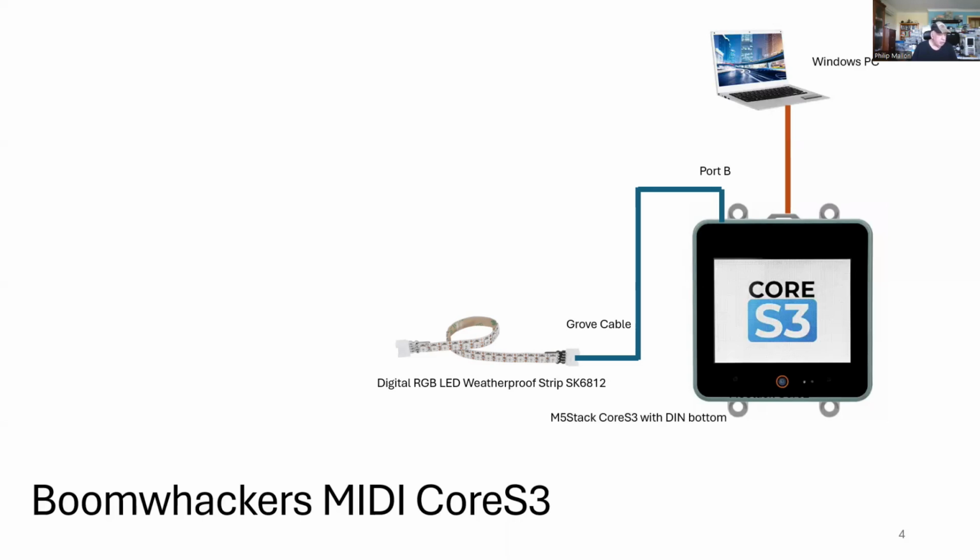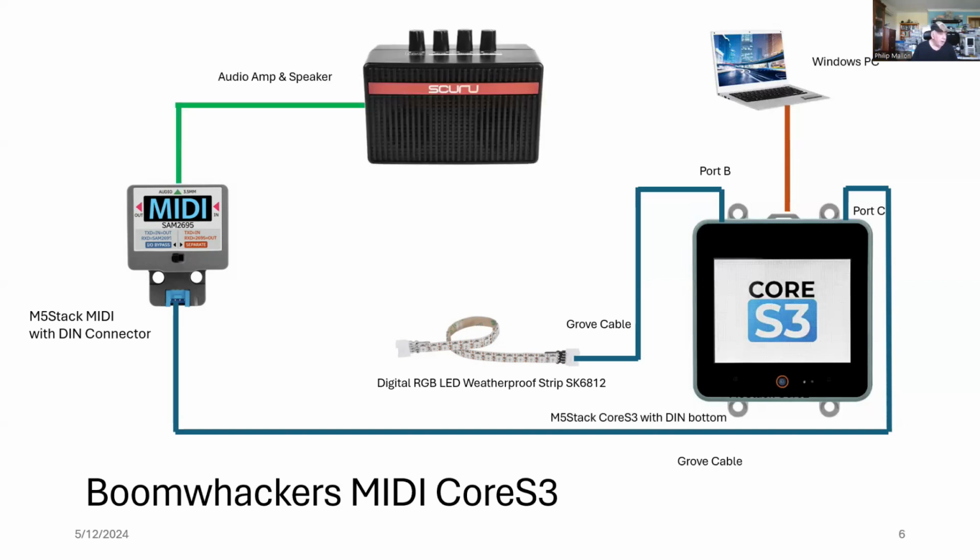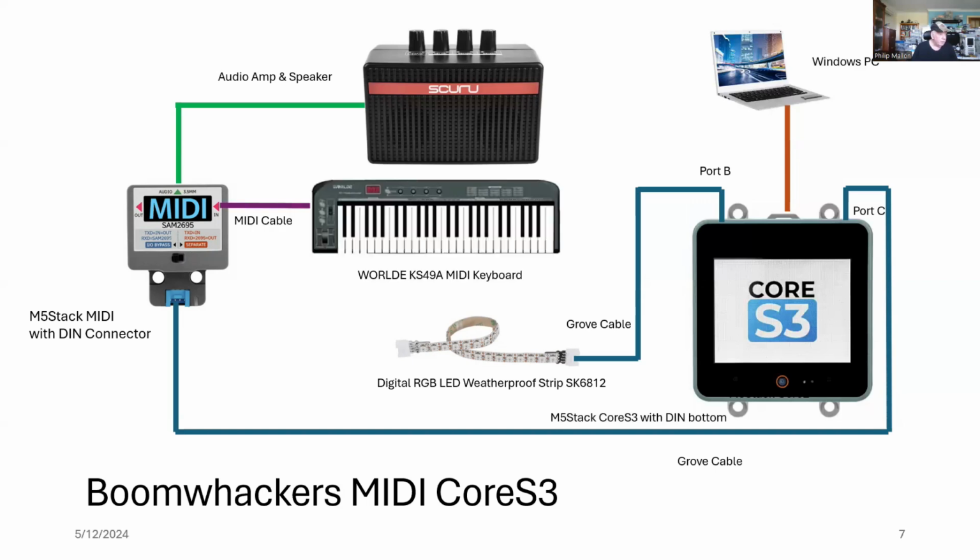And you can use this one or the waterproof one. So I've actually used the waterproof one, but they're both programmed in the same way. And then on port C, we add the M5Stack MIDI unit. And we connect to that an audio amp and speaker with the DIN plugs. And we also add the MIDI cable to a MIDI keyboard. And that's everything on our Boomwackers MIDI Core S3 arrangement.